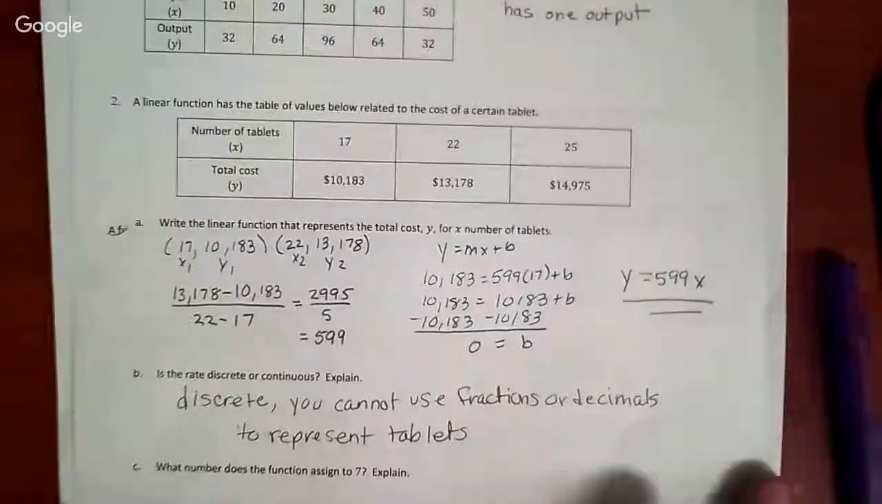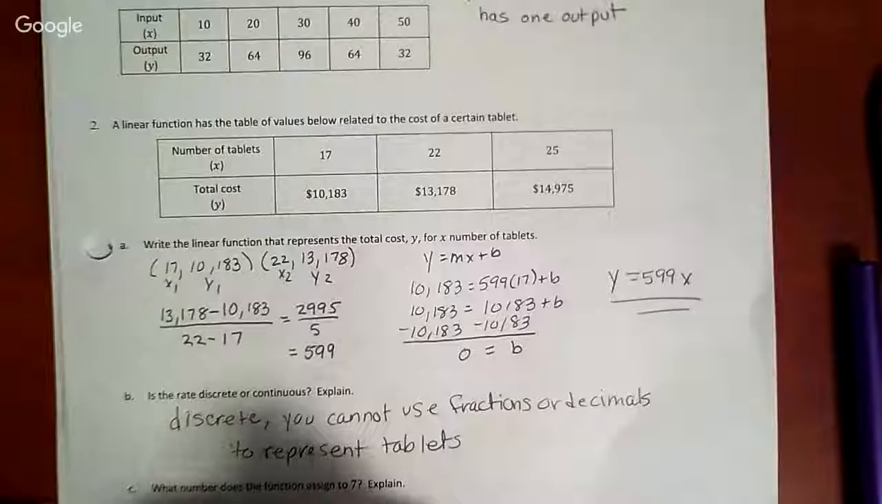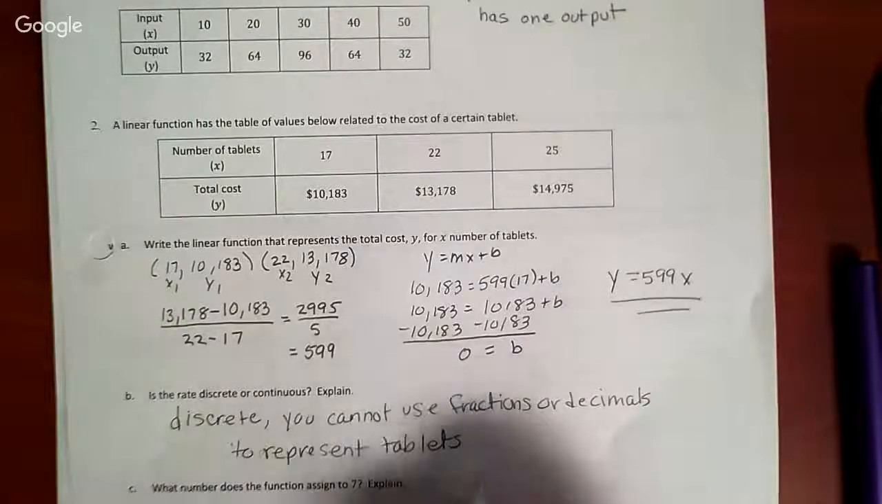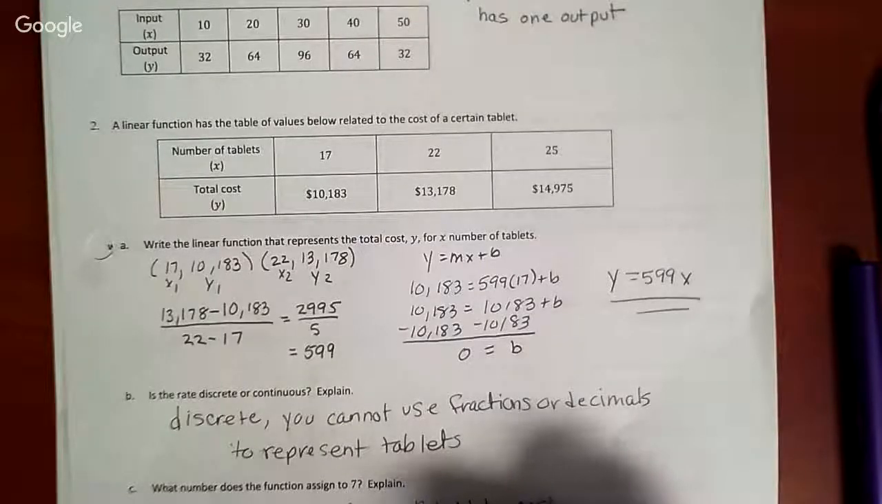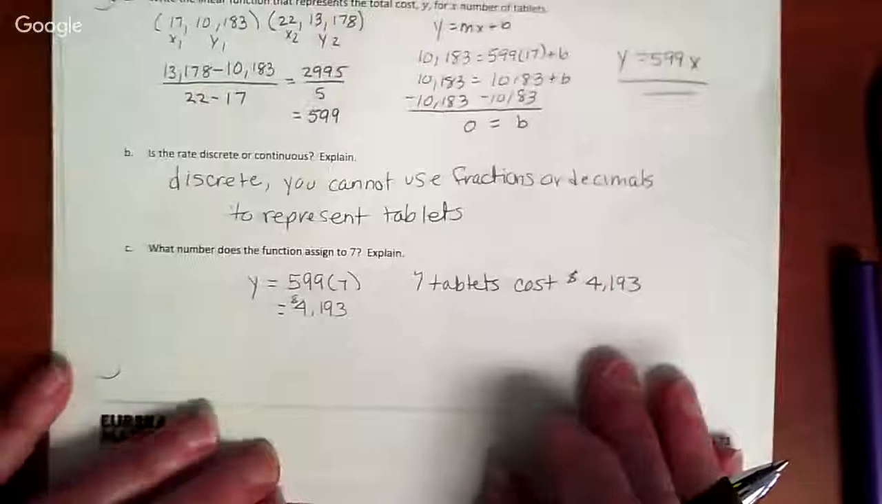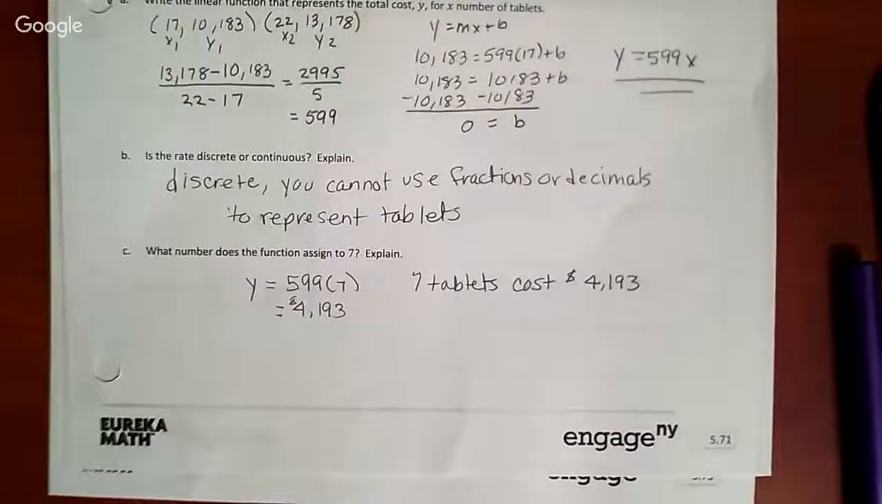What number does the function assign to 7? Well, y equals 599 times 7. So that would equal $4,193. So 7 tablets cost $4,193. Oops, sorry guys. Okay. So next.